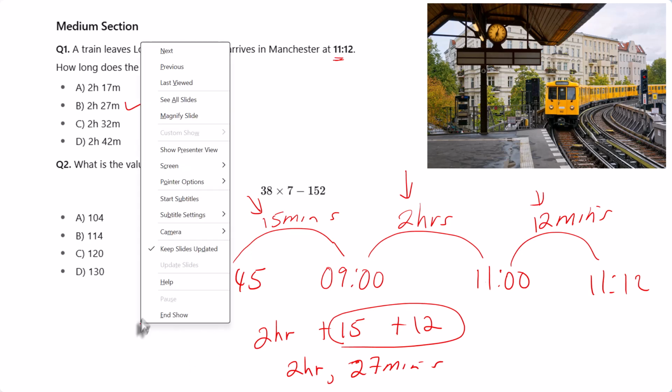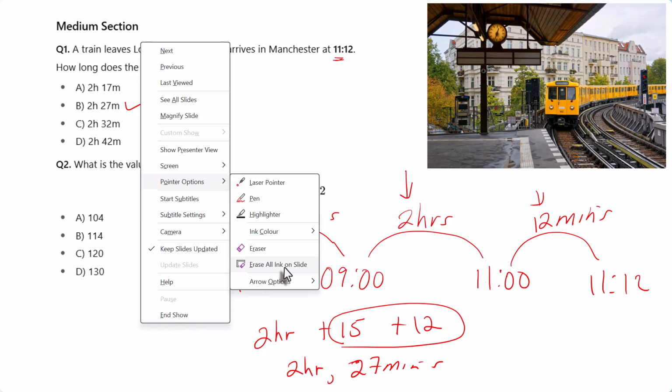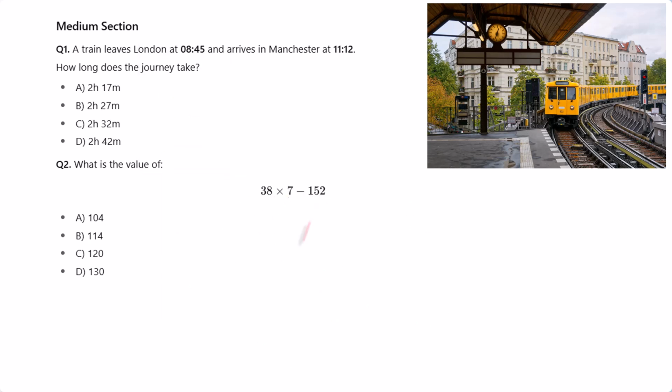Question 2. Question 2 says, what is the value of 38 times 7 take away 152? Now, we normally use something called BODMAS. BODMAS basically means that, for example, if you have multiply and you have take away, then because M comes first before subtract. This is bracket, other things, division, multiplication, addition, and subtraction.